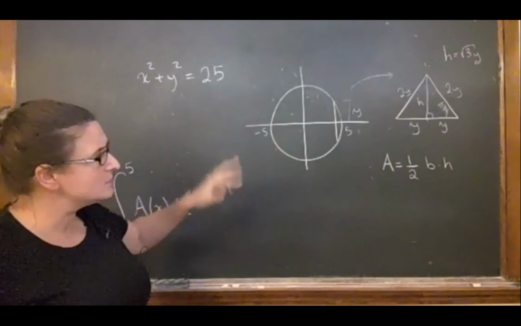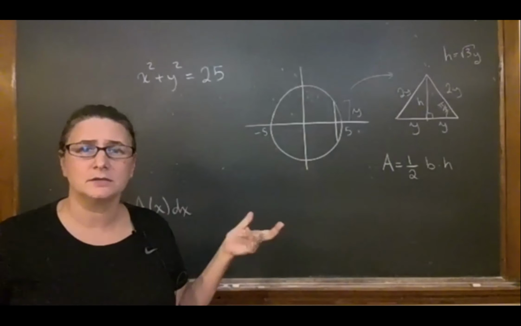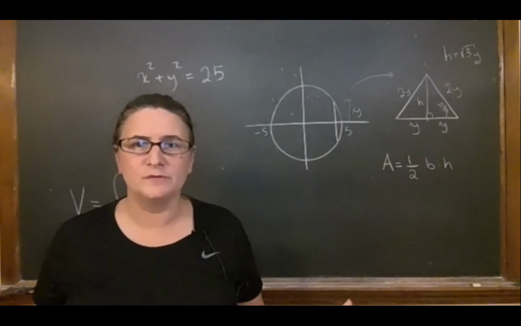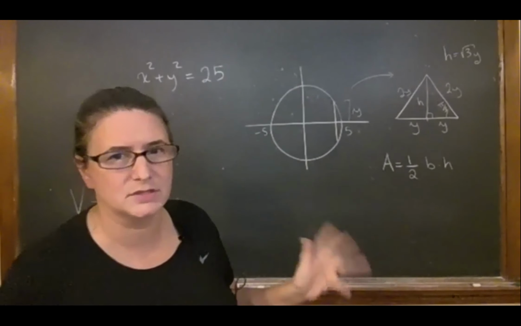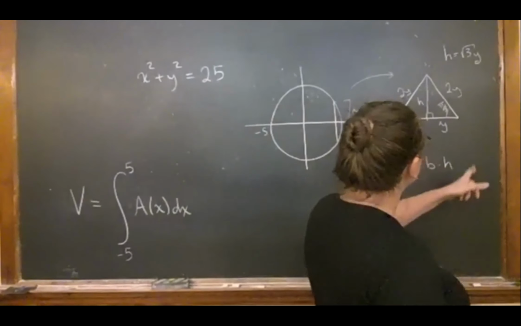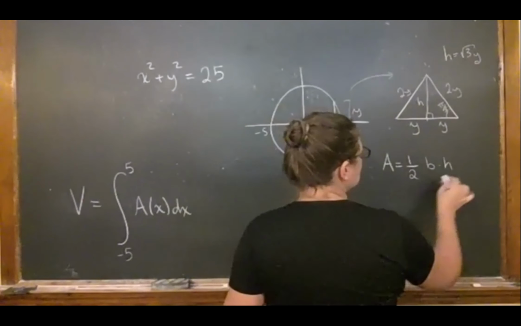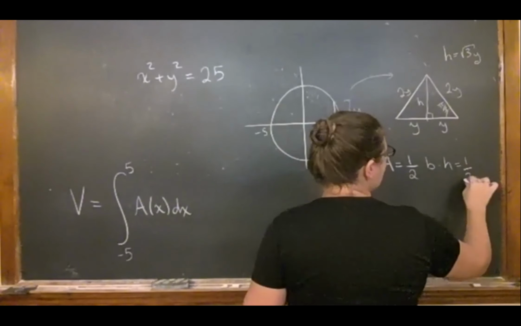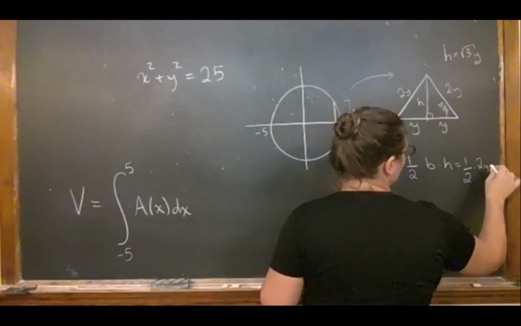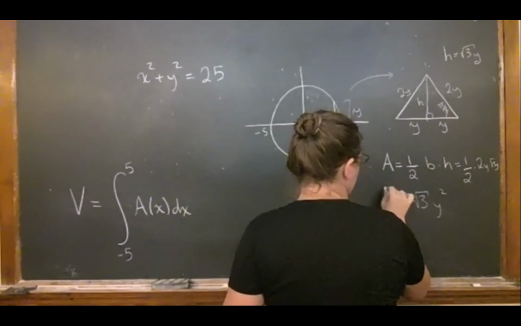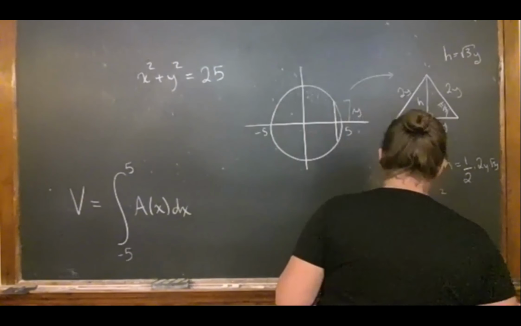From your knowledge of basic geometry, or if you forget, you can figure out with sine and cosine, this h is square root of 3 times y. So that's going to tell me that I've got 1/2 times 2y times root 3 y. These two cancel. I have square root of 3 y squared as my area. Okay?